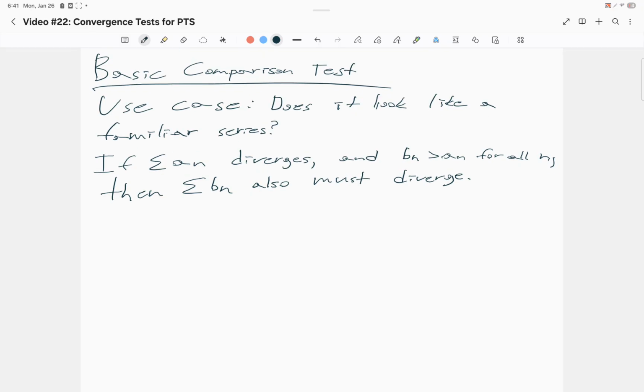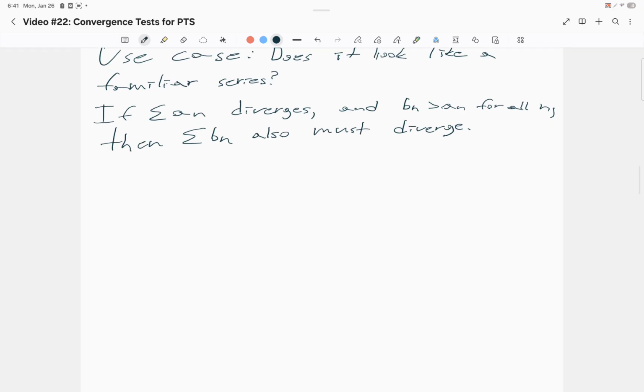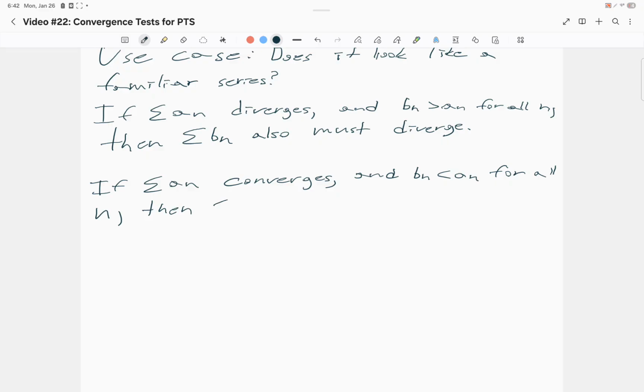And there's also the opposite for convergence, if we're testing for convergence. If A of n converges and B of n is smaller than A of n for all n, then B of n must also converge.